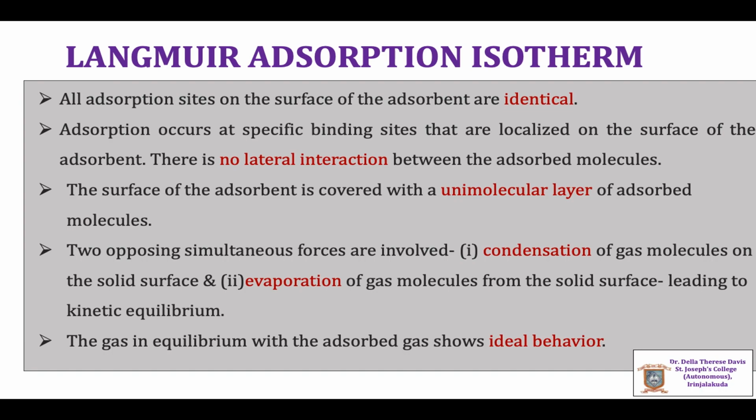The second postulate is adsorption occurs at specific binding sites that are localized on the surface of the adsorbent. Hence, there is no lateral interaction between the adsorbed molecule. The third postulate is only one molecule may be adsorbed at each binding site so that the gas adsorbed forms a unimolecular layer or a monolayer on the adsorbent surface.